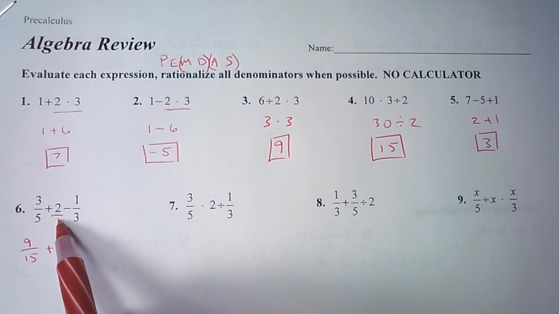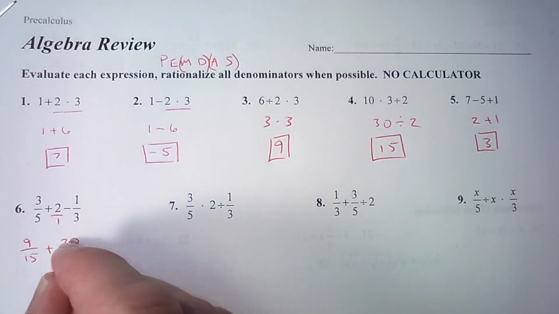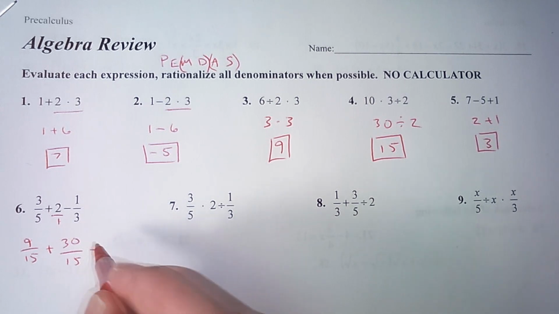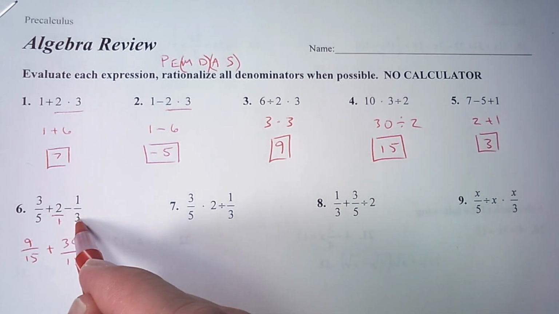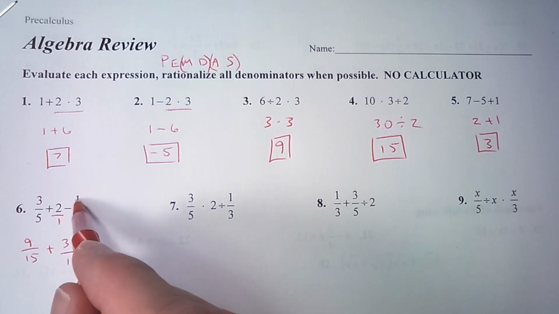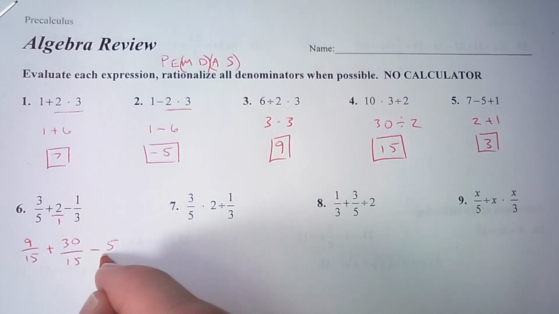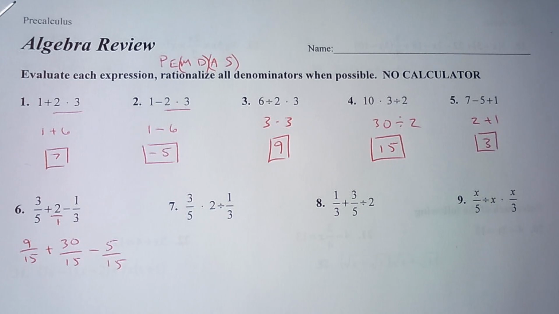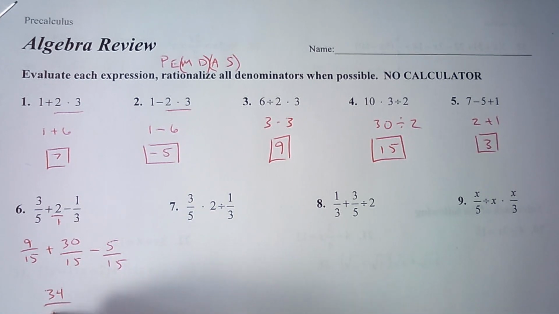1 goes into 15 15 times, so we're going to have to multiply top and bottom by 15, and we'll get 30 over 15. And then 3 goes into 15 5 times, so we'll have to multiply top and bottom both by 5, and we get 5/15. Okay, now we can add and then subtract. We can just go straight across and do it all in one step. We've got 9 plus 30, and that is 39, and 39 minus 5 is 34, so we have 34/15, and that cannot be simplified.